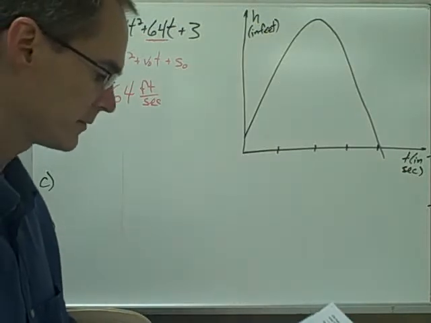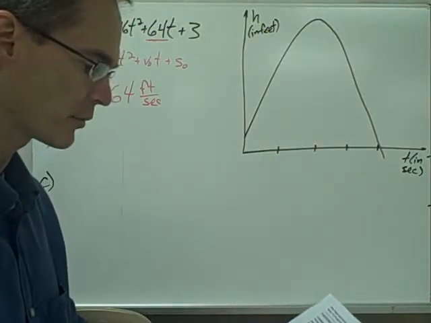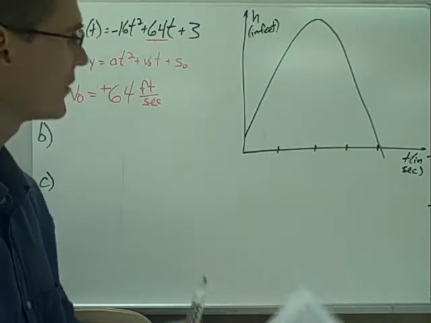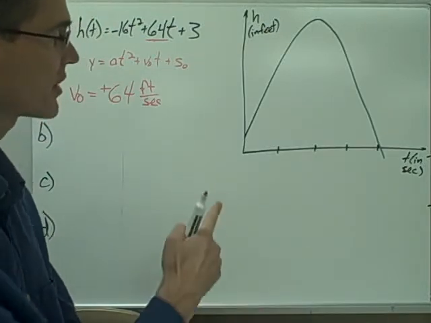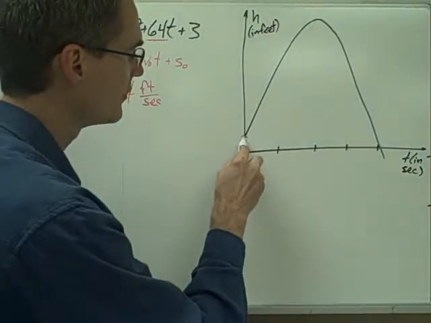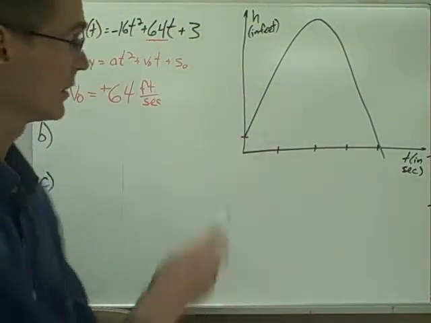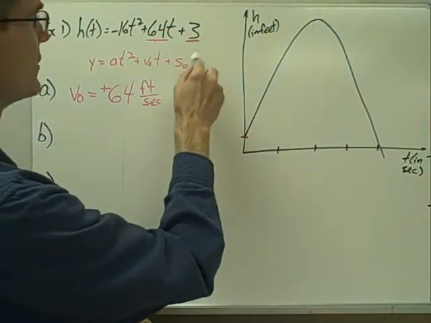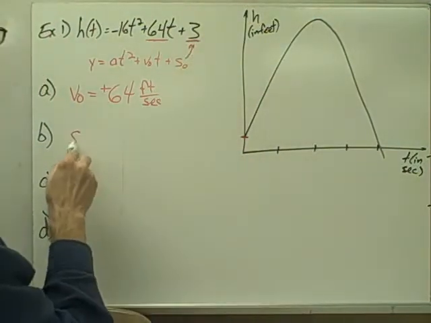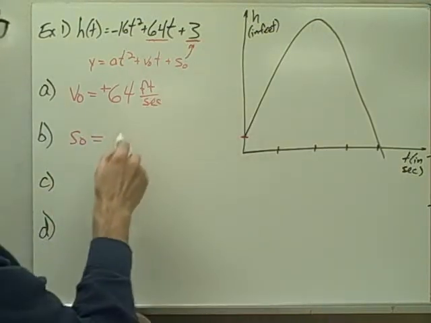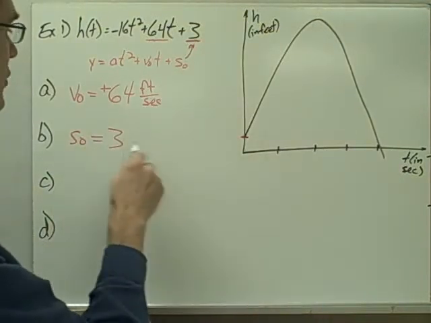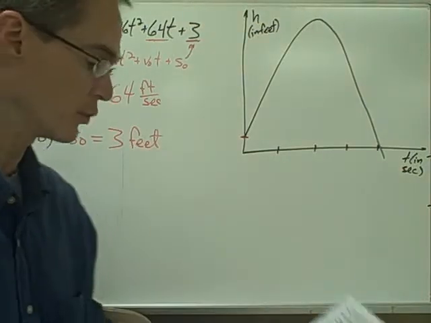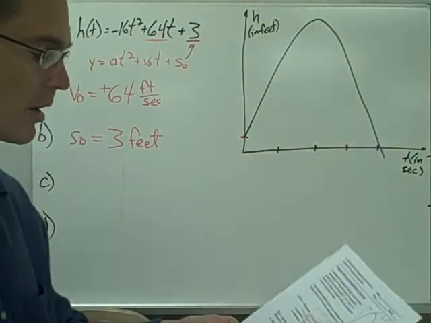So part B, how high is the bat off of the ground when the batter makes contact with the ball? Well, the height off the ground when the batter makes contact with the ball is also the initial height of the ball when it first gets launched into the air. And that initial height is given by this value right here, our s sub 0 value. So s sub 0 is just 3, and again our units here are in feet. So the baseball is 3 feet off the ground when the batter makes contact with the ball.